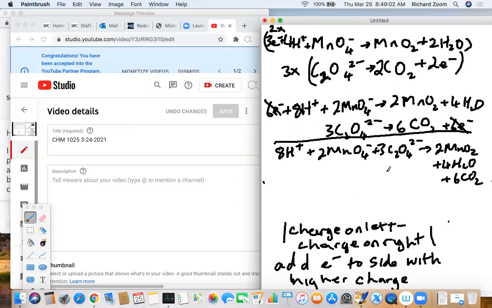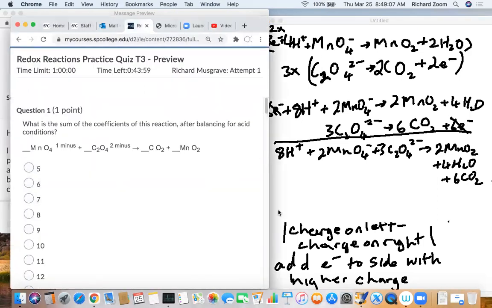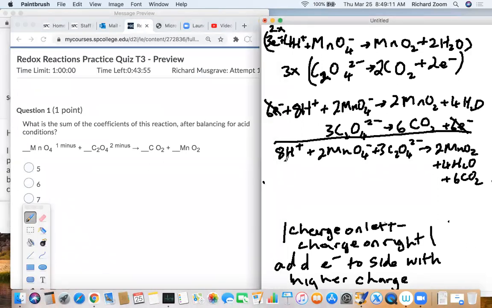So for this specific problem, what it's asking for is the sum of coefficients. So the way we do that is we add all these numbers at the front together. And if there was nothing in front, you'd assume that there was a 1 there. So 8 plus 2 is 10, plus 3 is 13, plus 2 is 15, plus 10 is 25. So the answer there would be 25.